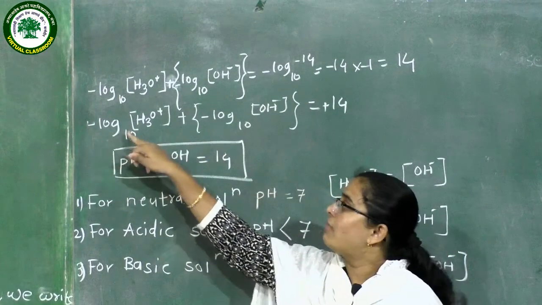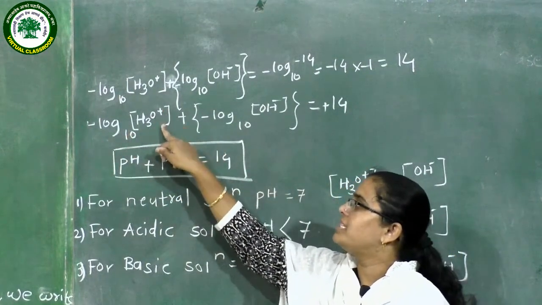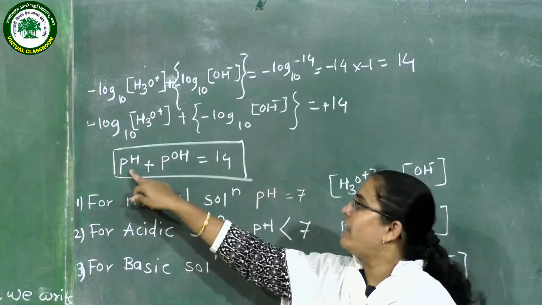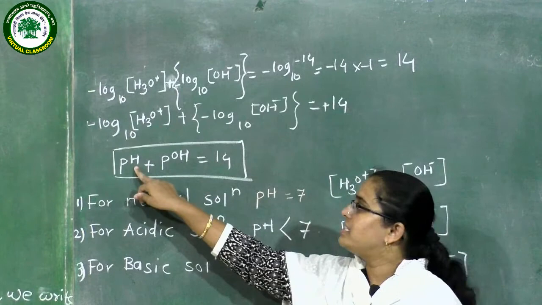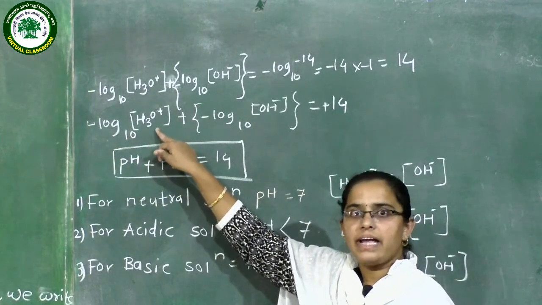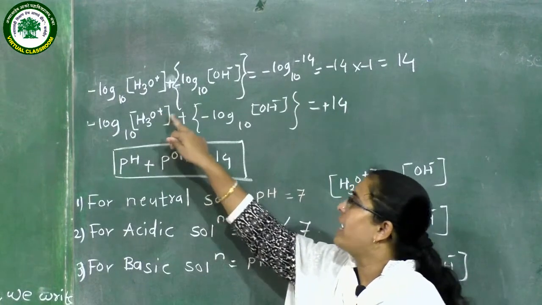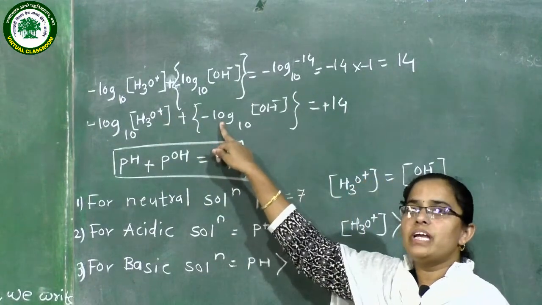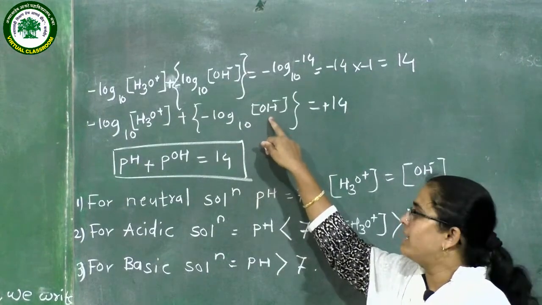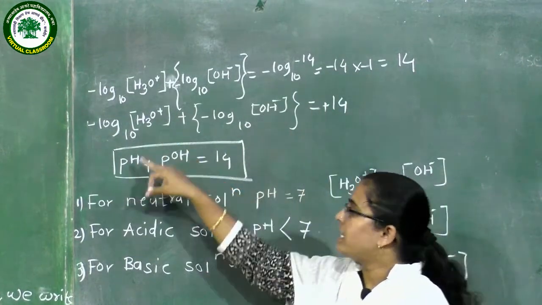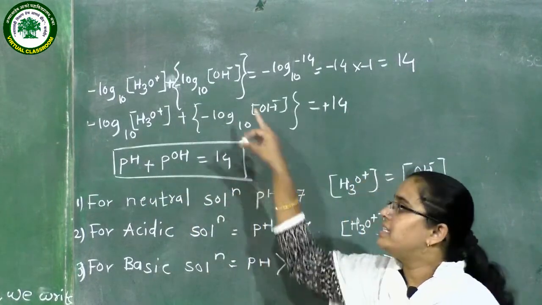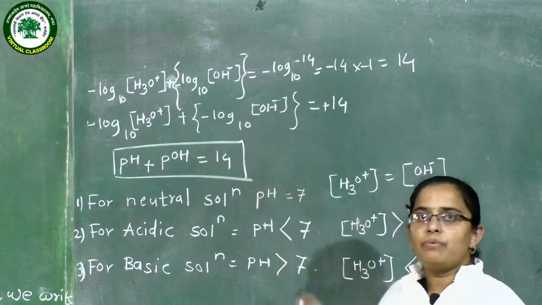What is minus log base 10 concentration of H3O plus? It is nothing but pH. In the last lecture we defined pH. What is pH? pH is the negative log base 10 concentration of H3O plus ion, or concentration of H plus ion. And what is pOH? pOH is the negative log base 10 concentration of OH minus ion. So the equation becomes pH plus pOH is equal to 14. It's a 2 marks question for the board exam.